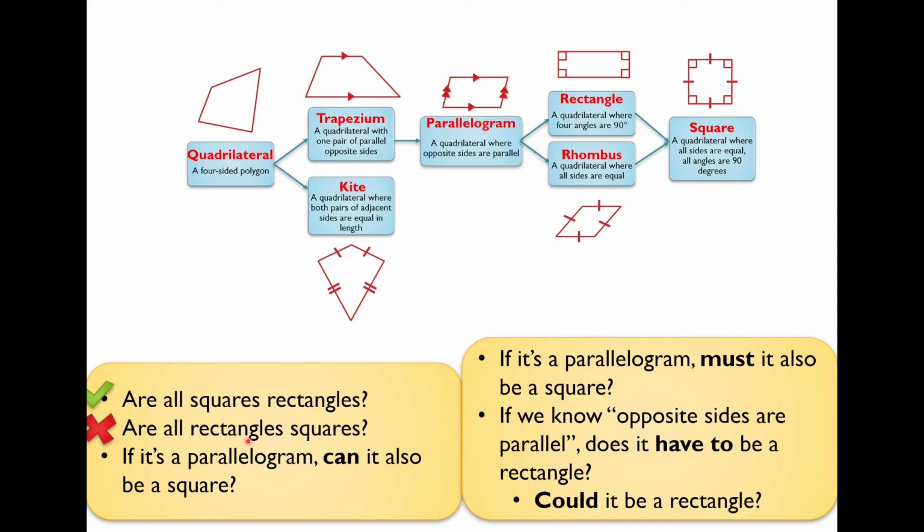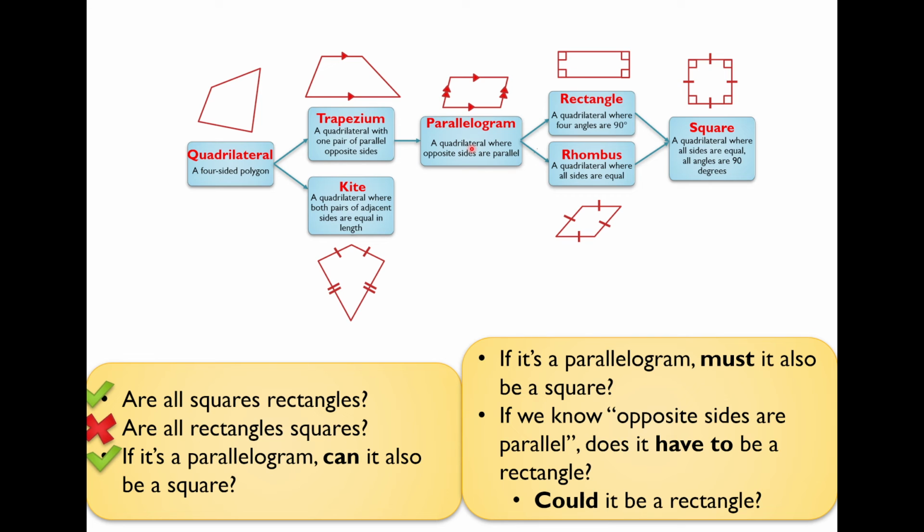If it's a parallelogram, could it also be a square? A parallelogram has opposite sides parallel, and yeah, it could be a square. Like this shape, the way I've drawn it here. I'll draw that again. Notice that the top and the bottom clearly, very obviously, are parallel. They're pointing in the same direction. And the left and right are parallel as well. So if it is a parallelogram, it can also be a square. A square is a special kind of parallelogram.